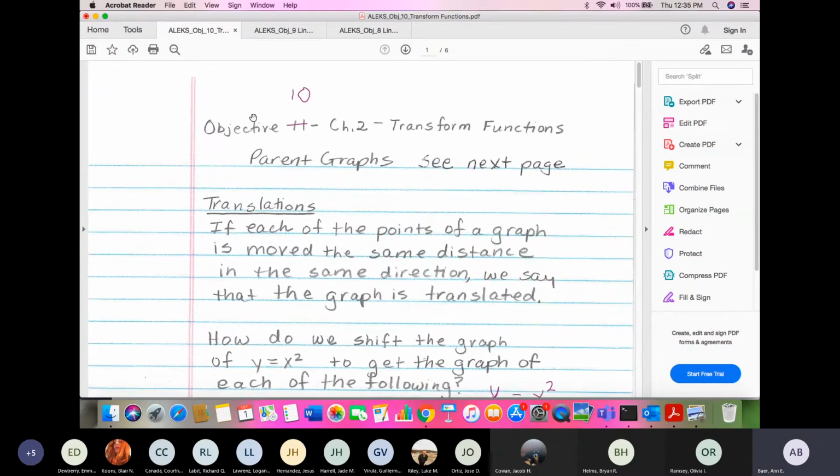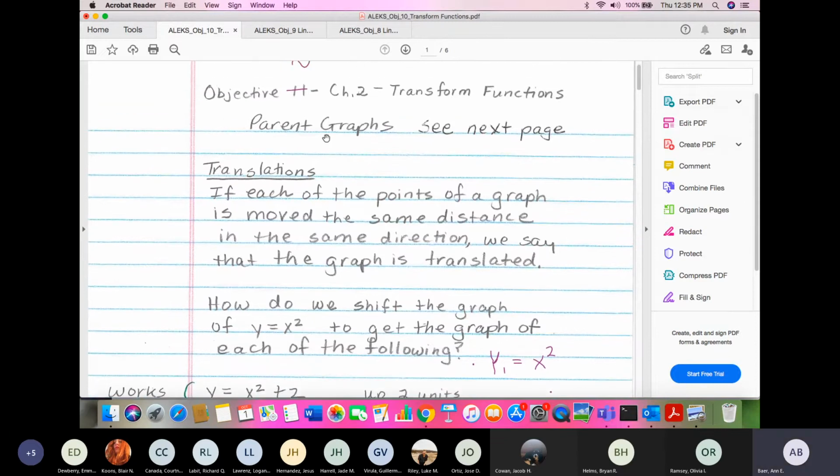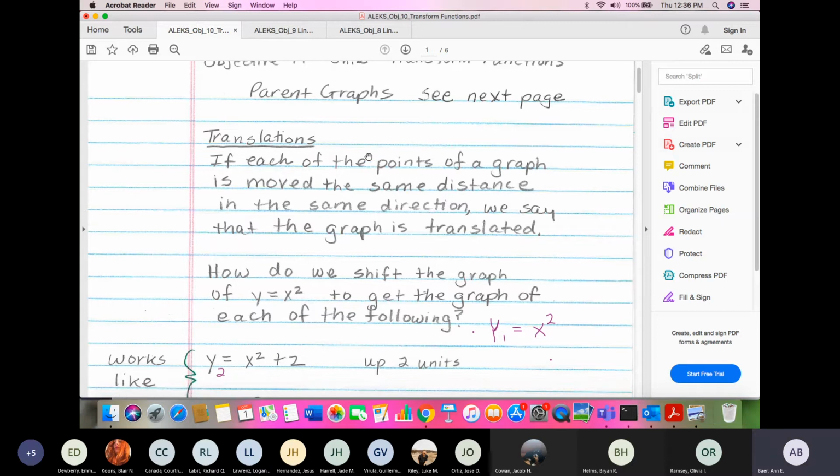So let's talk about objective 10, transform functions. Transformations of functions is a very broad topic. Translations is a subset of that very broad topic. We are going to do one transform topic in ALEKS that is not a translation, but the other graphing topics that we're going to talk about, not the parent functions, are translations. So what is a translation?